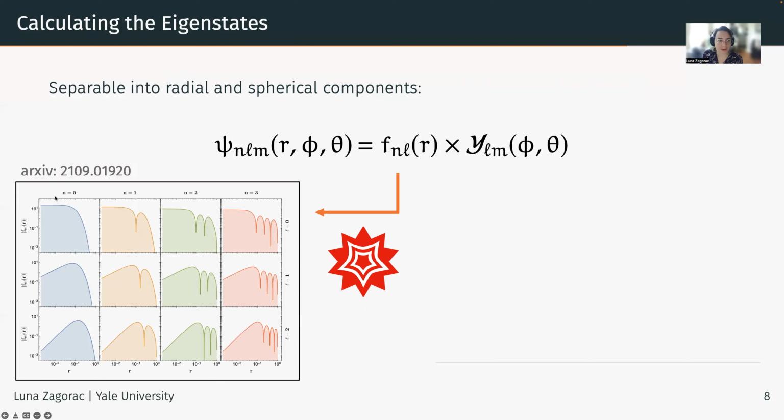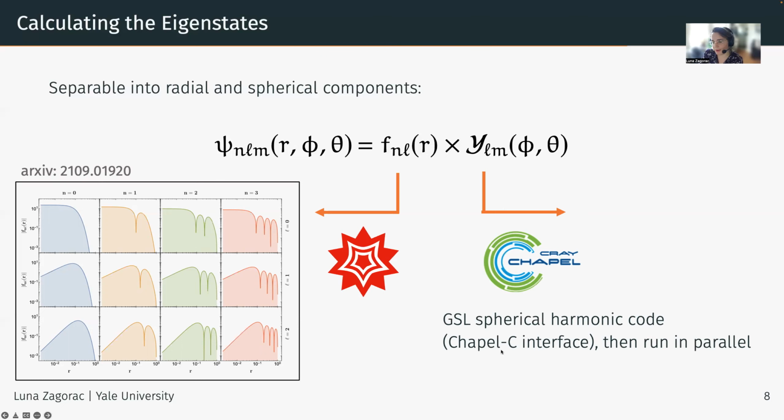But this is what these radial profiles look like for one halo for a choice of N and L. So these really depend on the individual halo that we're simulating, on the mass in it, the shape of it, everything. However, the spherical components do not, which means that chplUltra is really good for using it to decompose our save files into the spherical coordinates by calling onto the GNU library of GSL spherical harmonic code. This is a Chapel C interface, which then runs in parallel.